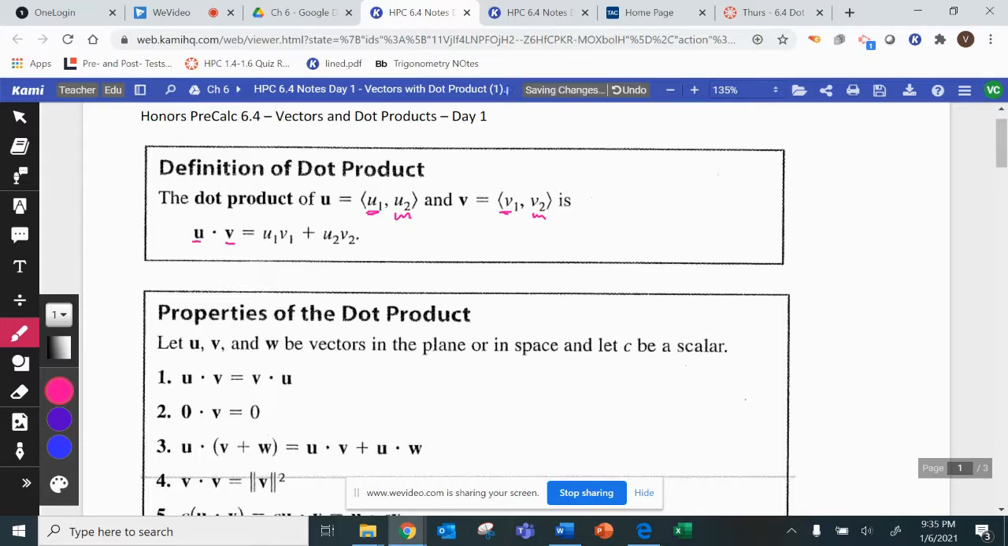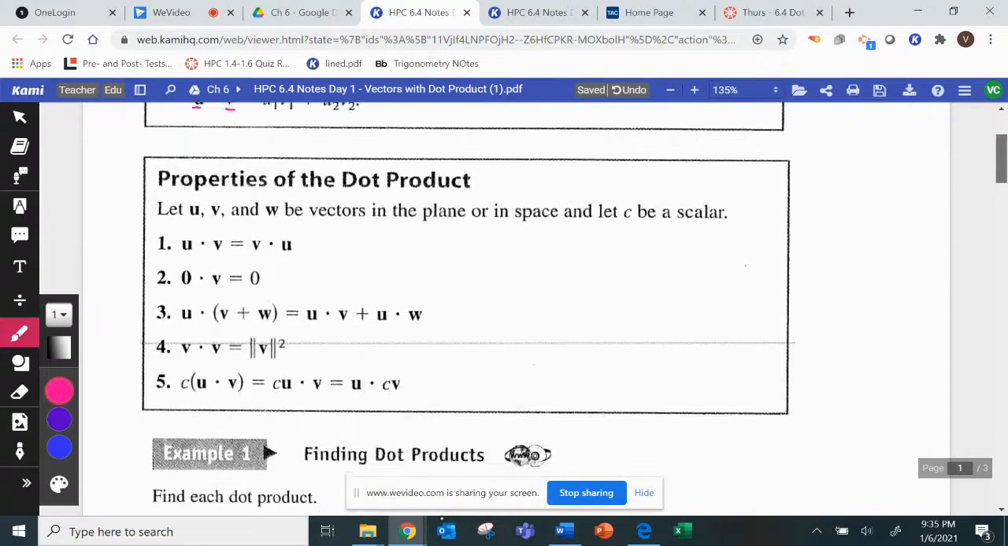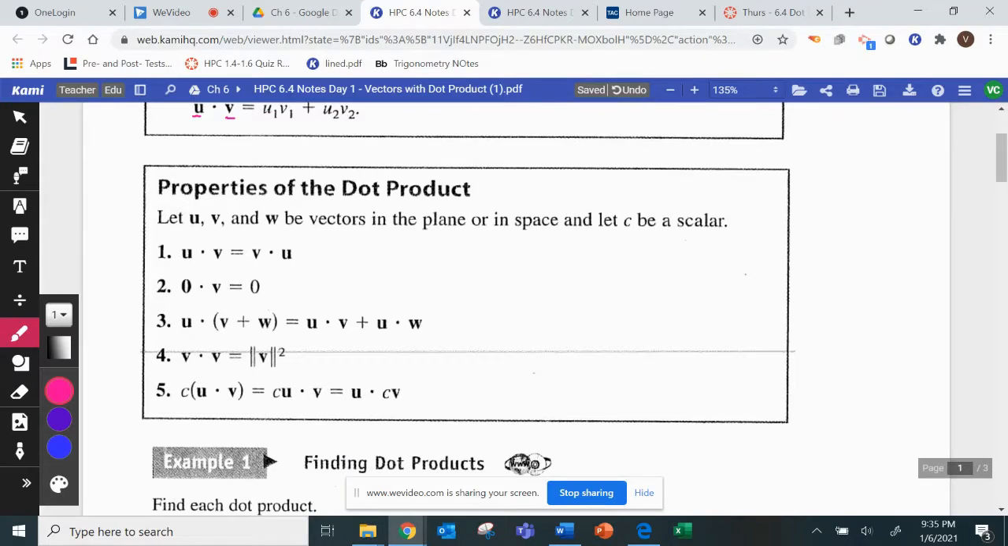Super easy. When we do this, we will always get a scalar. We'll get a number. We're not going to get a vector anymore when we use the dot product. We're going to get a scalar. There's a few properties that we can use with the dot product. If we do u dot product with v, that is the exact same answer as switching them around.